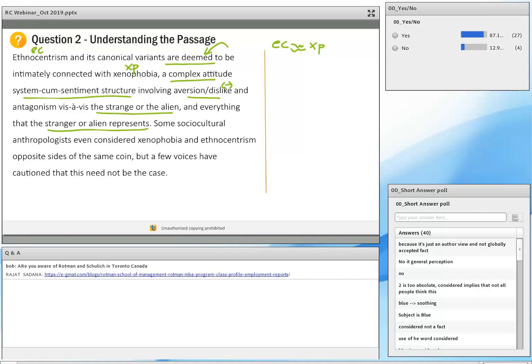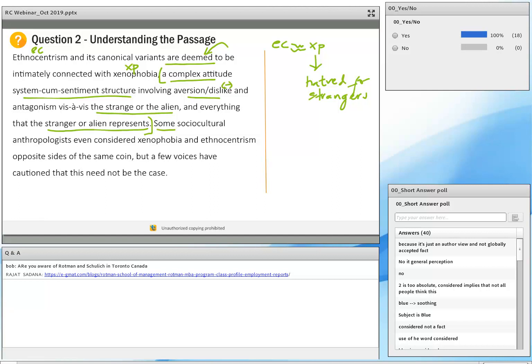Okay, so basically, what is XP? This is the definition of XP, that it's hatred for others, for strangers. That's what this is. Okay. All right. Now what is this? This is the definition of XP. Do you all agree with that? That this part over here is the definition of XP. Okay, good. Then let's read further.